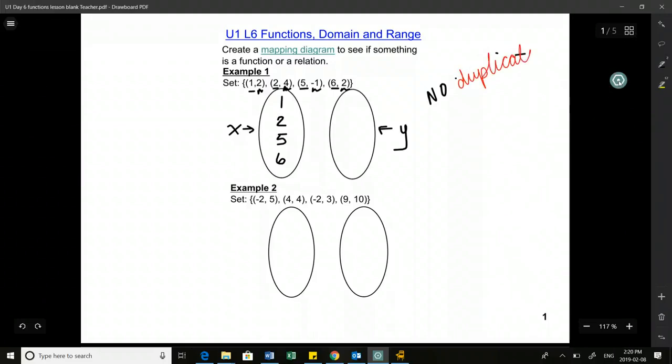No duplicates. Okay, so we only write the value once if it's duplicated in a point, okay? Right, so only write it once. Why do I need to write it twice? I have the number right there.